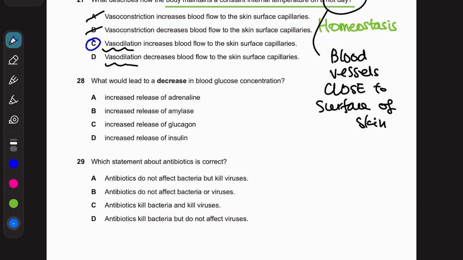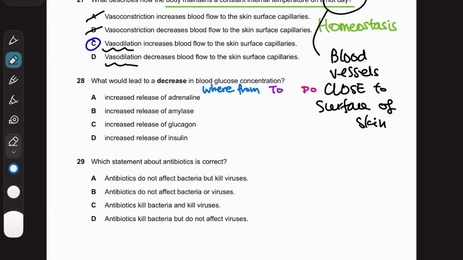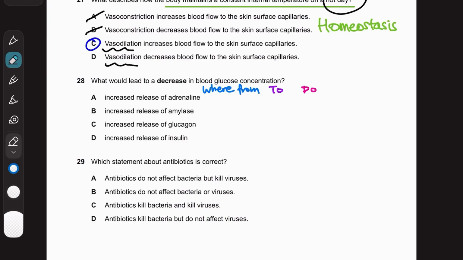So, for each of these hormones here, adrenaline, amylase, well, they're not all hormones. Amylase is an enzyme, but for all of these things here, I want us to talk about where they're produced from, and then going to where, and then what they do, the function. Okay, I'm going to have to regrettably rub out some of this because there's no space. Okay, so let's start.